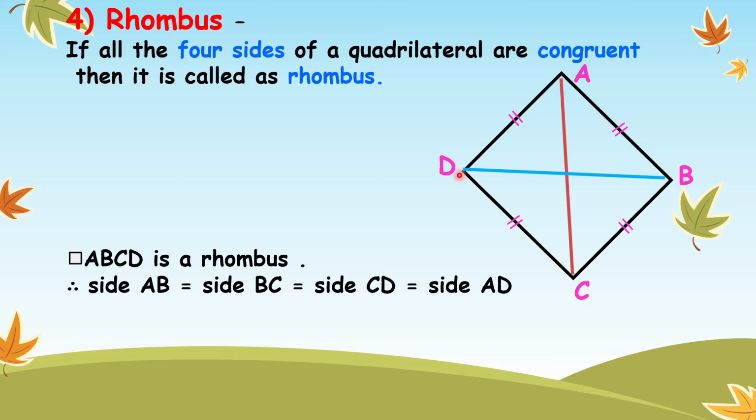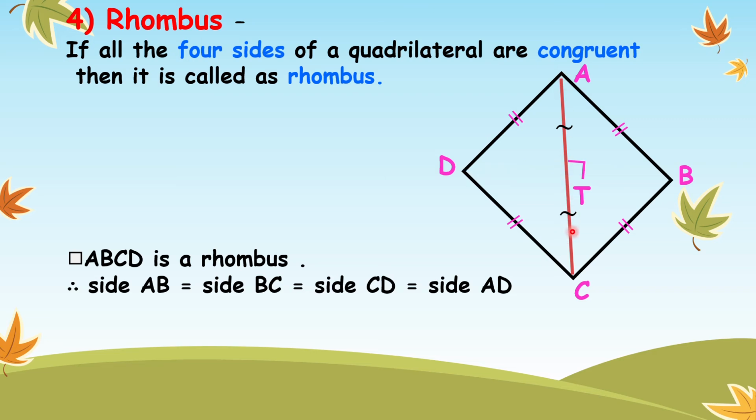perpendicular bisectors of each other. So diagonal AC and diagonal BD intersect at point T, make a right angle, and point T divides the diagonal AC into two equal parts. The first part is AT, the second part is TC, each equal to 1 half AC. This point T divides the diagonal BD into equal parts. The first part is BT, the second part is DT, each equal to 1 half BD. That means diagonals of a rhombus are perpendicular bisectors of each other.